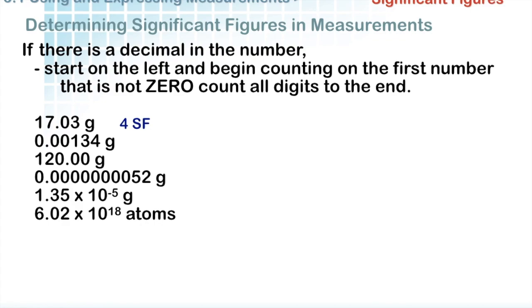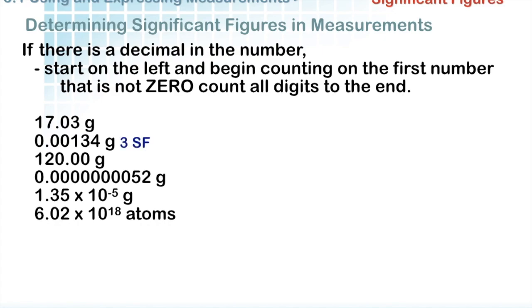Now the second one's a little different. There's zeros on the left side. It says above that you start at the first number that's not a zero. So I start at the 1. So I go 1, 3, 4. That's three significant digits. The zeros on the left never count.